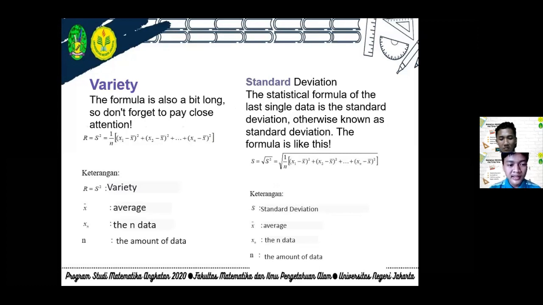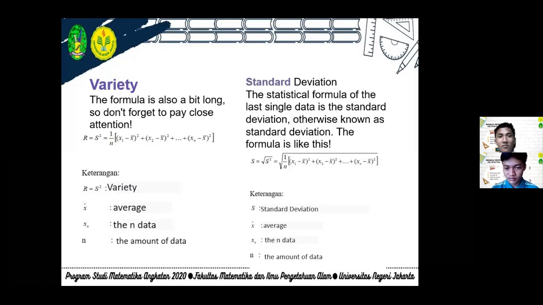Next is variance. The formula is also a bit long, so don't forget to pay close attention. Variance equals s squared. Variance equals 1 divided by n times the sum of (x1 minus the average) squared plus (x2 minus the average) squared until (xn minus the average) squared.